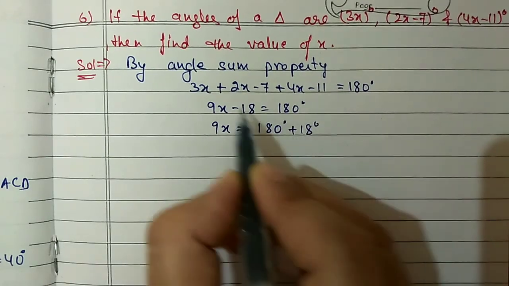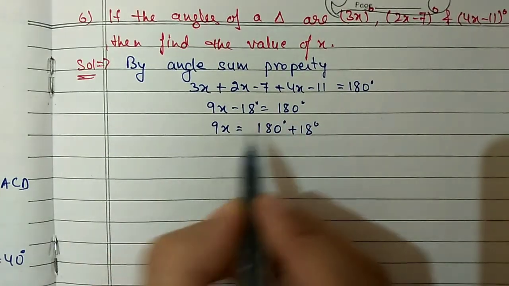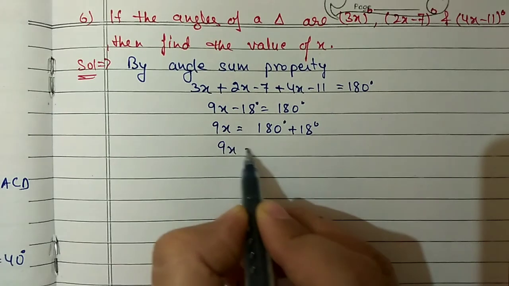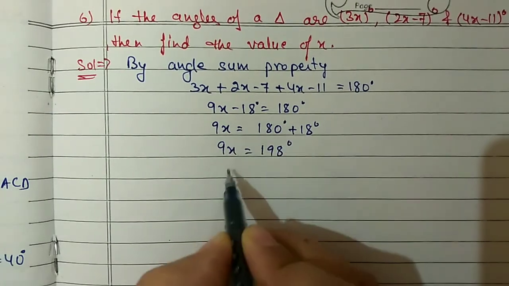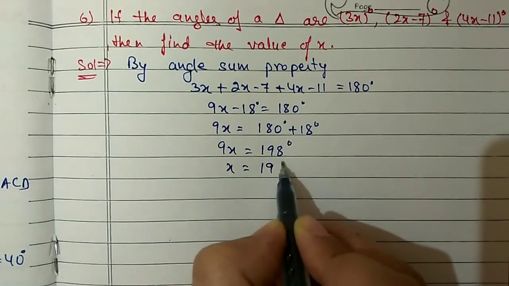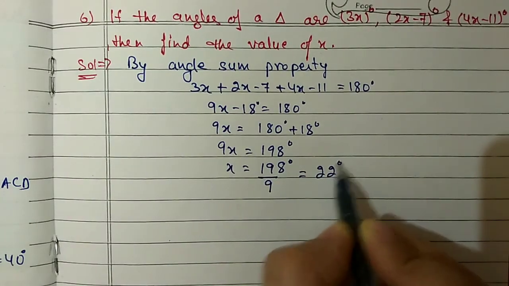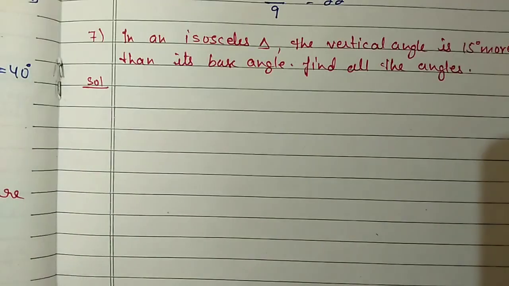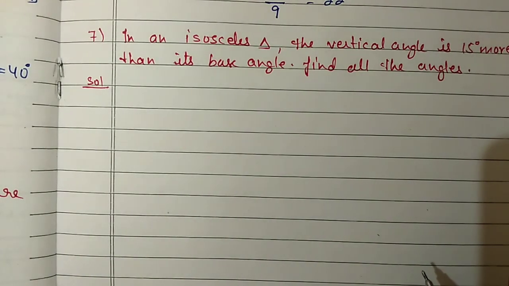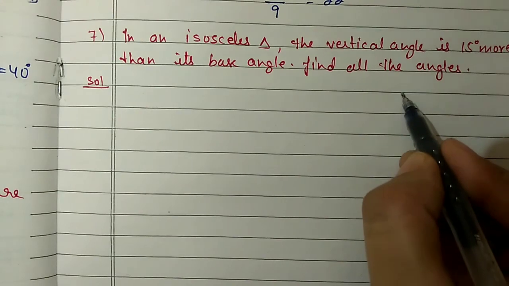This 18, when we shift to the other side, it will go for addition. So 9x is equal to 198 degree. So the value of x will be 198 divided by 9. When you divide, you will get 22 degree. Next, question number 7. In an isosceles triangle, the vertical angle is 15 degree more than the base angle.